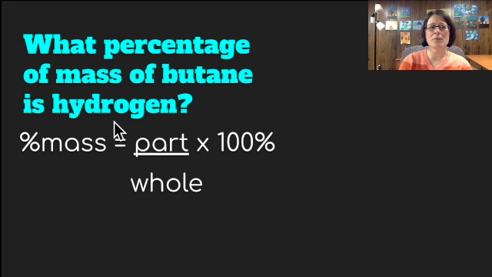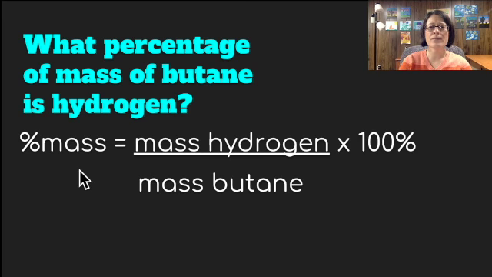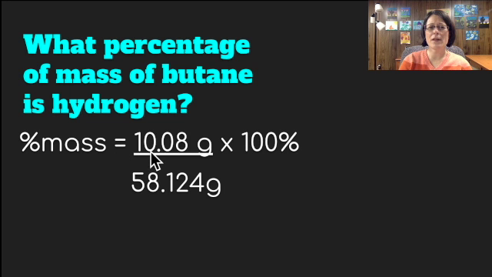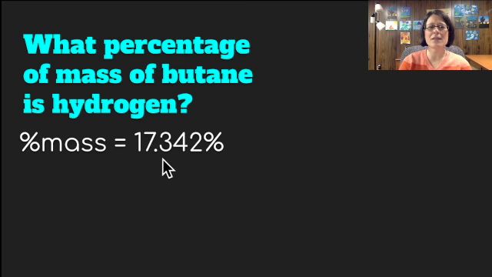So let's try another problem. What percentage of mass of butane is hydrogen? So again, we start with percent mass equals the part over the whole times 100. Or in other words, the mass of the hydrogen over the mass of the butane. We plug in the mass of the hydrogen atoms, which is 10.08 grams, the 10 hydrogen atoms, over the total mass of the butane, which is 58.124 grams, and we get 17.342%.